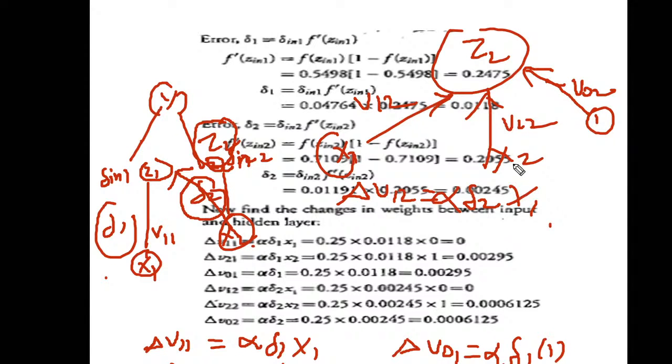Similarly, suppose I want to calculate the change in weight of v22. So delta v22 is equal to alpha into delta 2, and the input is x2, so multiplied by x2. Suppose I want to calculate v02: the change in v02 will be alpha into delta 2 multiplied by 1, so no need to write that, you can calculate.